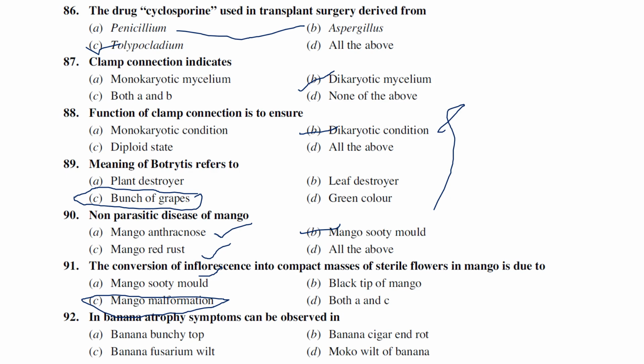In banana, atrophy symptoms can be observed in which of the following diseases? Bunchy top, cigarette end rot, Fusarium wilt, Moko wilt. First of all, we must understand what atrophy is. Atrophy means the growth is not proper, or stunted growth. Among the given options, only in banana bunchy top can stunted growth be observed, right? So the answer is banana bunchy top.